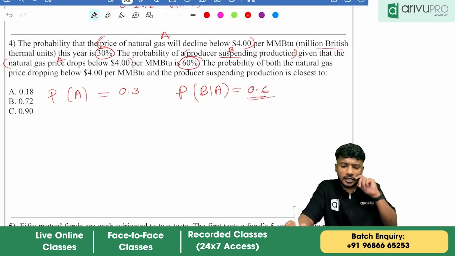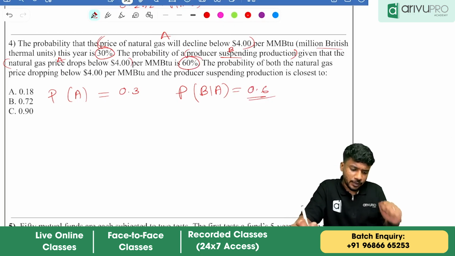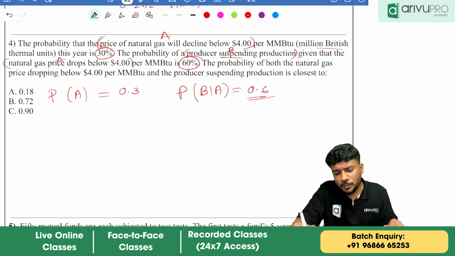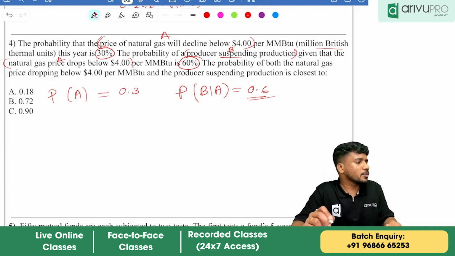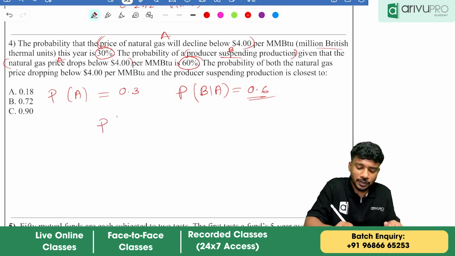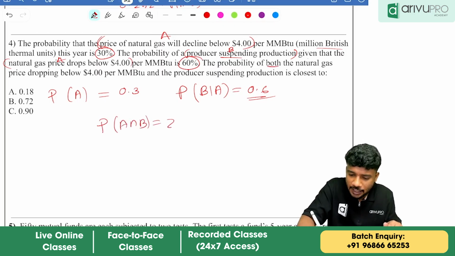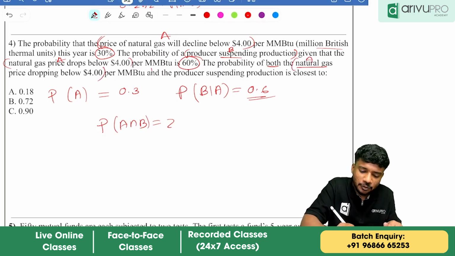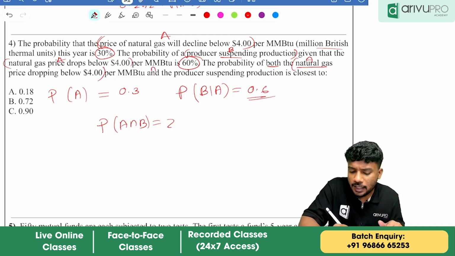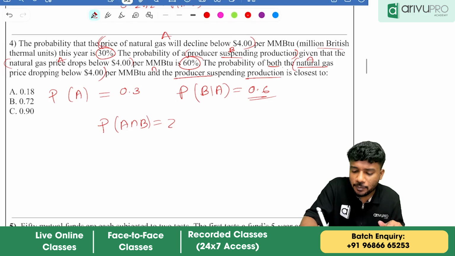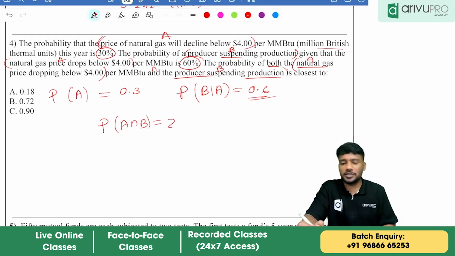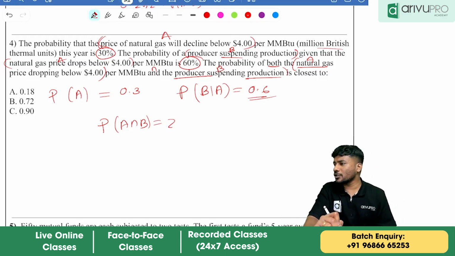Now, the probability of both natural gas prices dropping below $4 and the producer suspending production is closest to how much, is the question. That means they are asking for P of A intersection B: natural gas dropping below $4 is the first event, and intersection the producer suspending production, that is B. So P of A intersection B is our question. Now we have everything in order to get the answer.